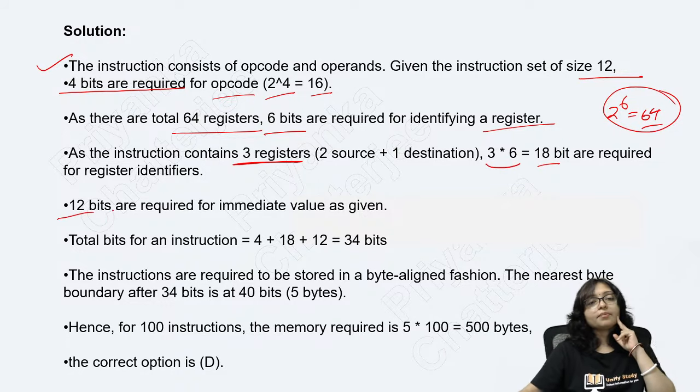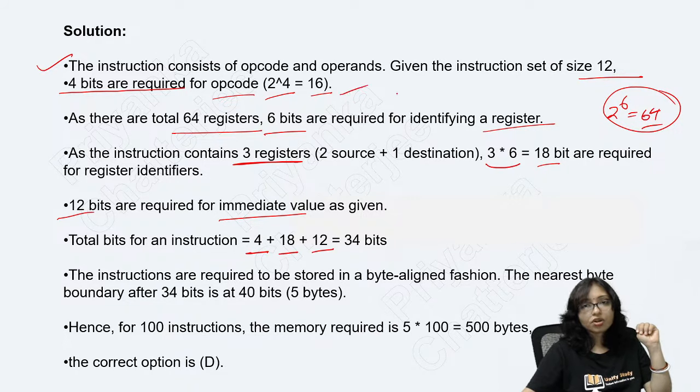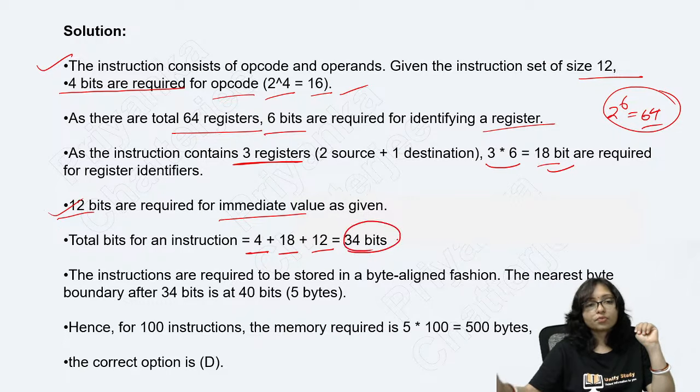Now 12 bit are required for immediate values, that is already given. So what will be the total? 4 plus 18 plus 12. From here I count it, right? Here is 4. From here I get 18 and from here it was given already 12. That is total 34 bit.